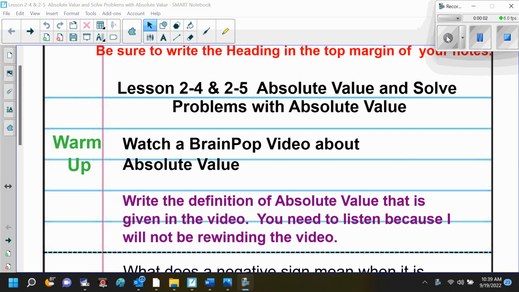Today's lesson is lesson 2-4 and lesson 2-5. So we're going to talk about absolute value and we're going to solve problems with absolute value. The first thing we're going to do is watch a BrainPOP video about absolute value, and it's only going to take less than 2 minutes.